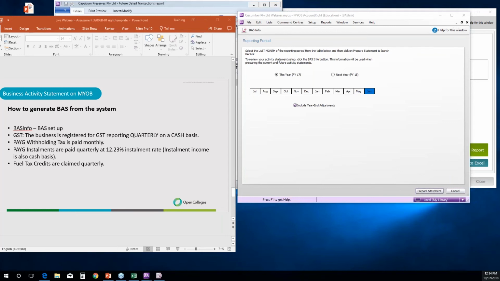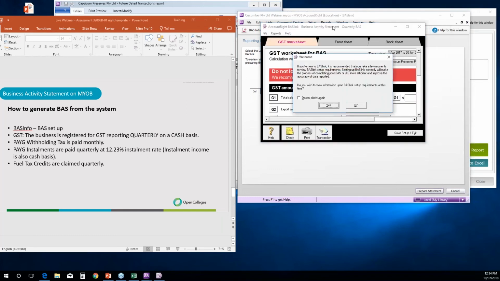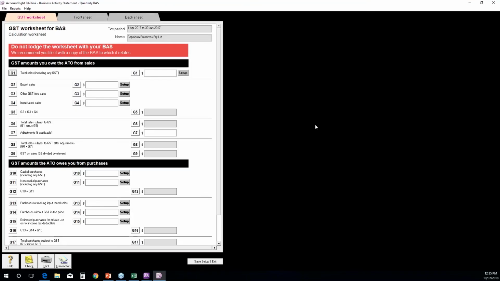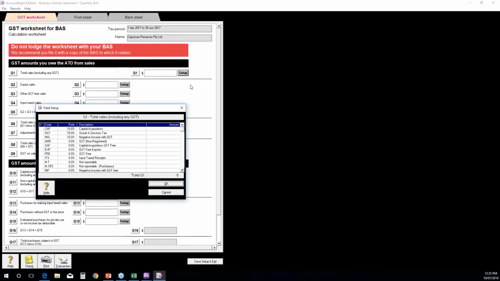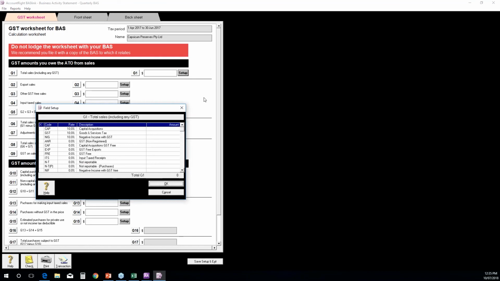So it's open to another screen, so I'm going to bring it to this screen. Here you go. This is the BAS that I have opened, right? So this is what it looks like. I enlarge it. So all you have to do is G1, which is the sales. So you can just click the setup and you will have to tick what kind of sales with the tax code you have entered. So let's have a look.